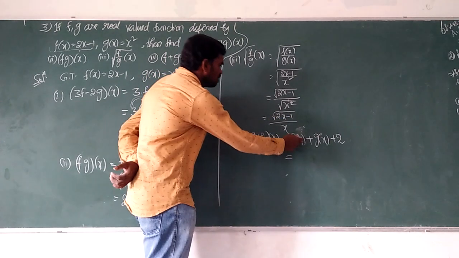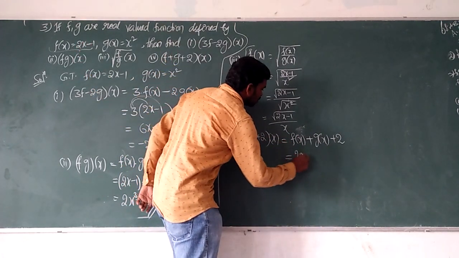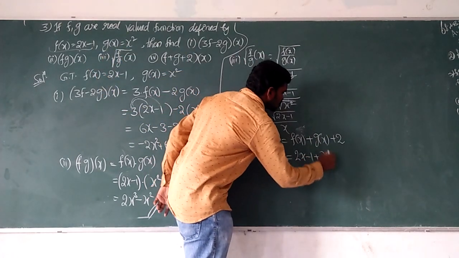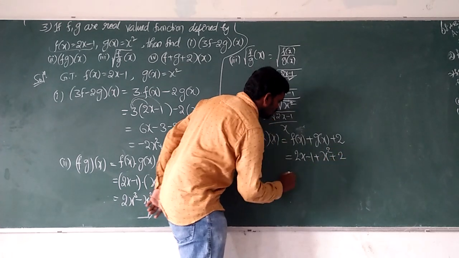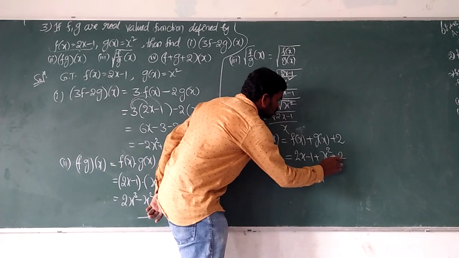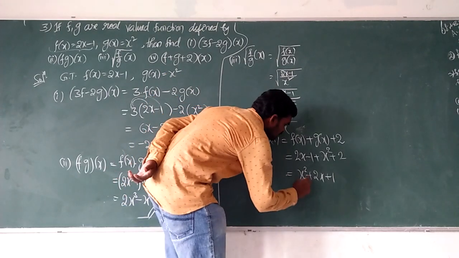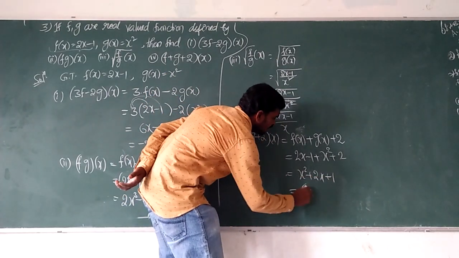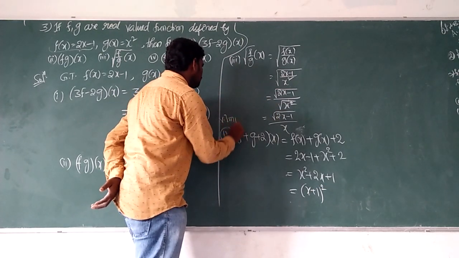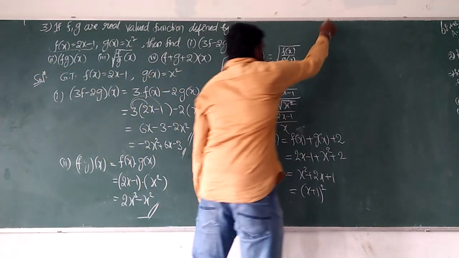That's it. Now tell me, what is f of x? Yes, 2x minus 1. Then plus, what is g of x? g of x is given as x square. Then plus 2. So first write down x square, next 2x, and then 2 minus 1, how much? Plus 1. So it can also be written as x square plus 2x plus 1, which means x plus 1 whole square. So this is very important in all categories. So x plus 1 whole square, this is the answer.